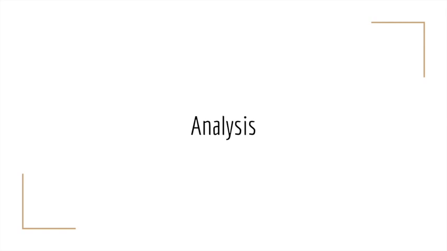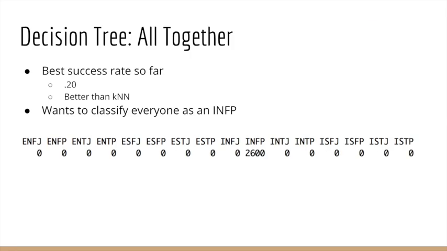When I tried to do it all together, so classify everyone in their 4-character sequence, it actually just binned everyone into the most prevalent category, which was INFP, and it actually had a better success rate than the K and N model had. It had 0.2. So that, I think, goes to show how unlikely it is that any model could really correctly guess all 4 of these characters together due to the distribution and the amount of other options that there are.